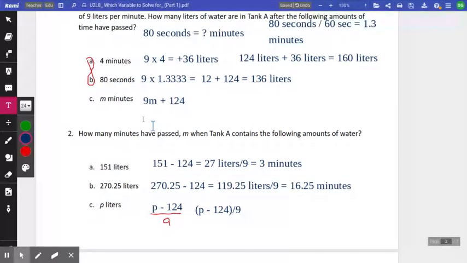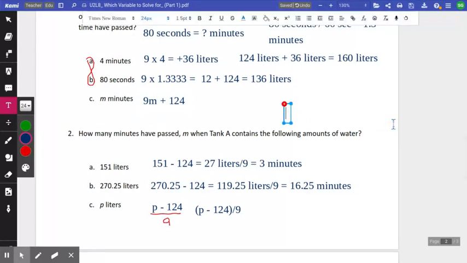The other way we could have done it is, remember before we had already written this out. And I said, if you wanted, you could even say 9m plus 124 equals, I believe I used W in that initial example for waters, but notice down here they're using P for liters. So let me switch that to a P. What they're asking us to do here is, can you write an expression for how many minutes have passed if there's P liters? If I don't know P, could I rewrite this equation here to tell me what M is, or to tell me how many minutes?